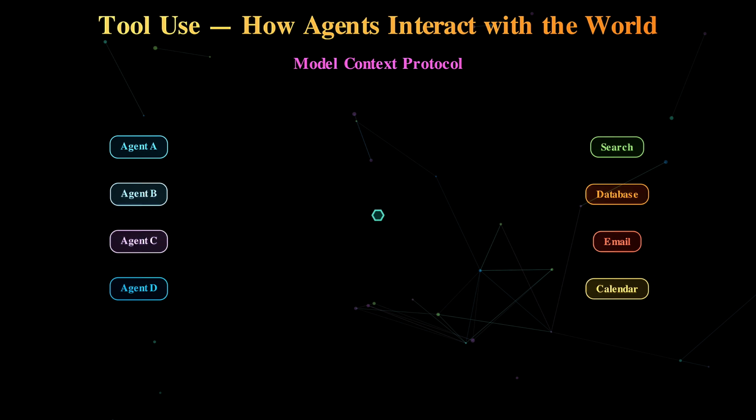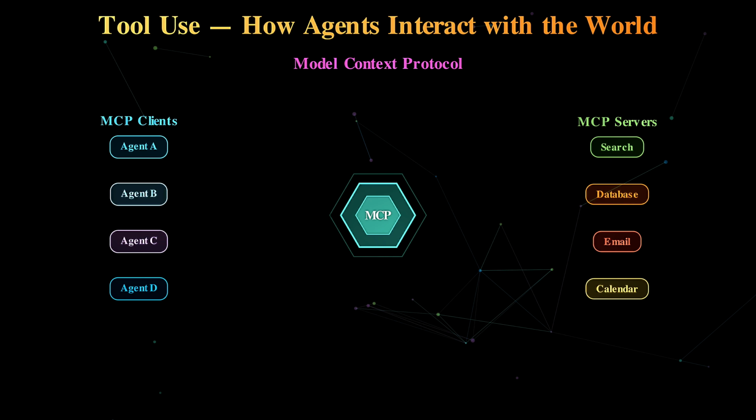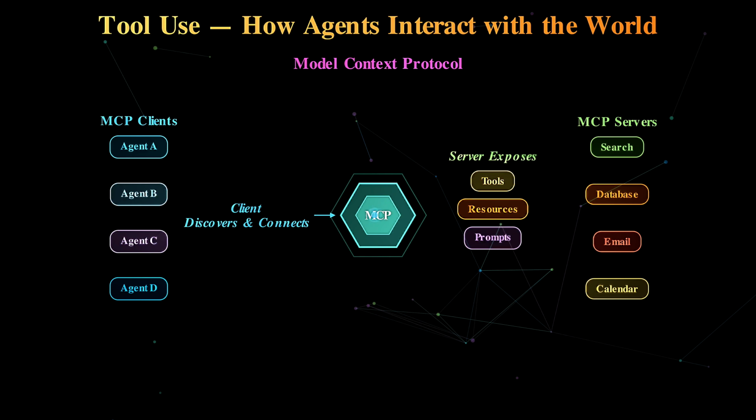MCP solves this with a standard protocol layer, like how USB lets any device connect to any computer. A tool developer builds an MCP server, a small process that exposes the tool's capabilities through a standardized interface. The server declares what tools it offers, what resources it can provide, and what prompt templates it supports. On the other side, the agents implement an MCP client that can discover and connect to any MCP server. Once connected, the agent can call the server's tools as if they were native, no custom wrapper code needed.